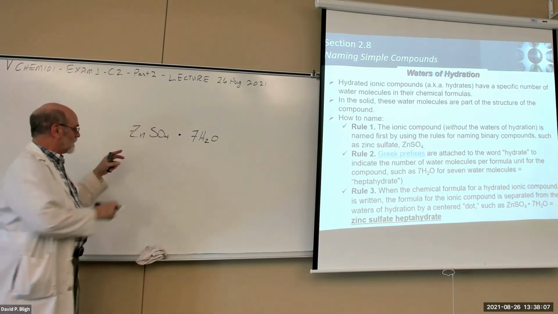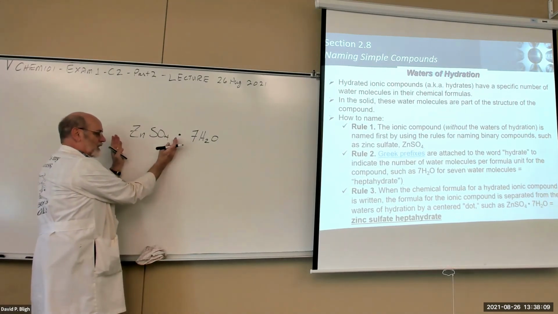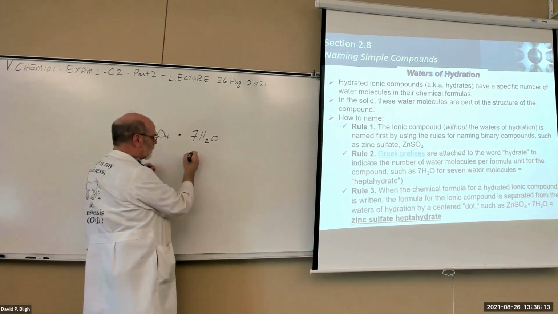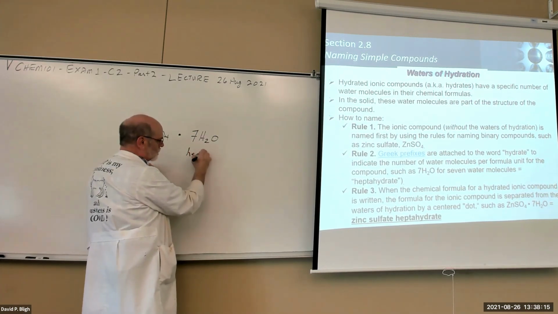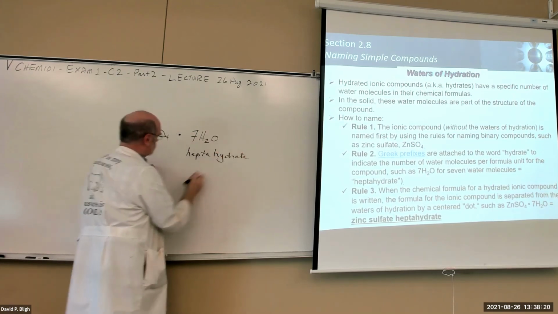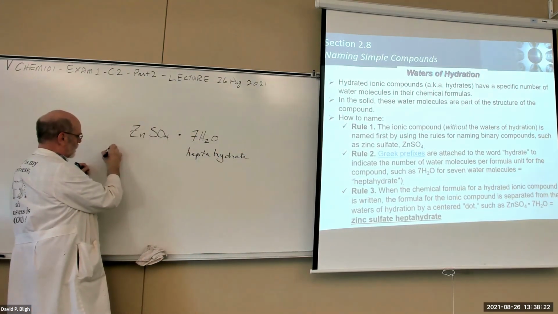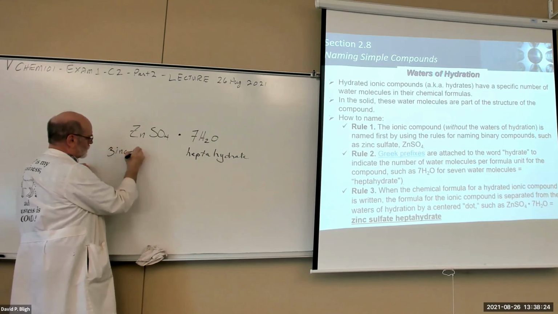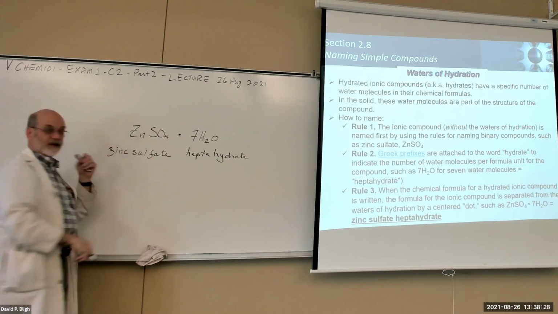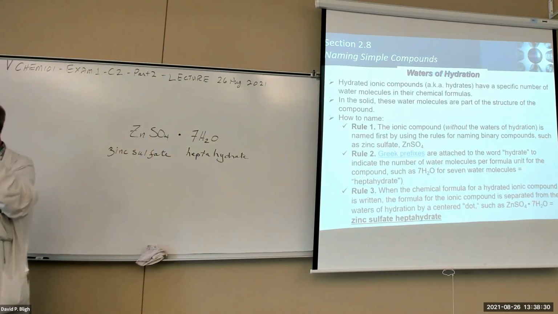And to name it, we name this first, and then we say how many of these hydrates. So this would be heptahydrate. And this would, of course, be zinc sulfate. And that's the complete name, zinc sulfate heptahydrate.